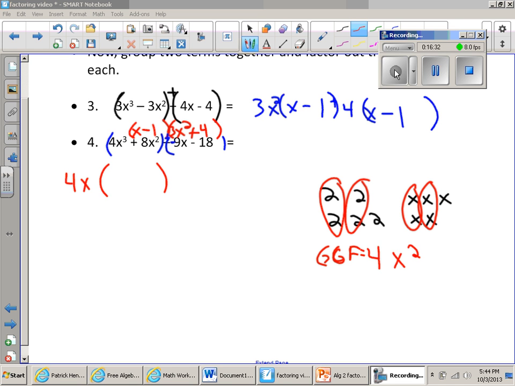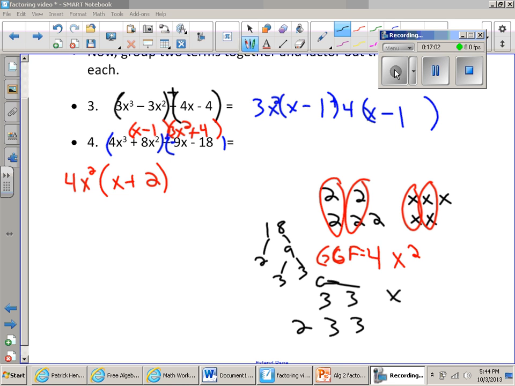Outside. Bring down the plus. What's left in the first line? X. What's left in the second line? 2. Now we're going to do negative 9. There's 9, which is 3 times 3, x, 18. 18 is 2 times 9, 3 times 3. So we got a 2, 3, 3. What's in common? 3, 3. So our GCF is 3 times 3, which is 9.